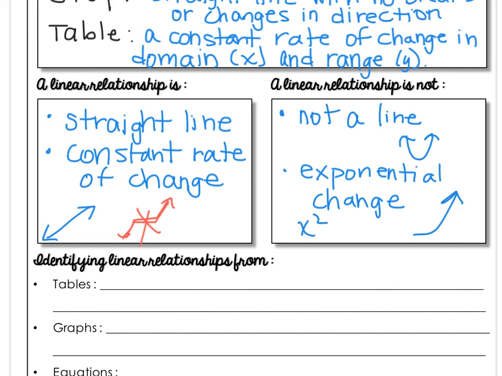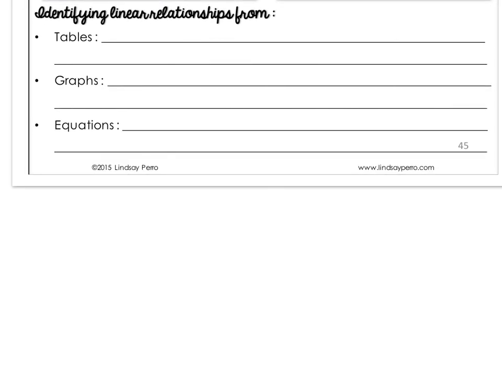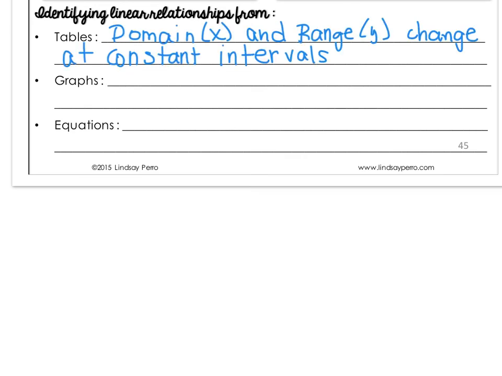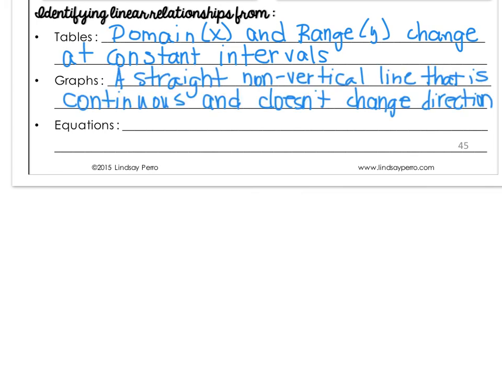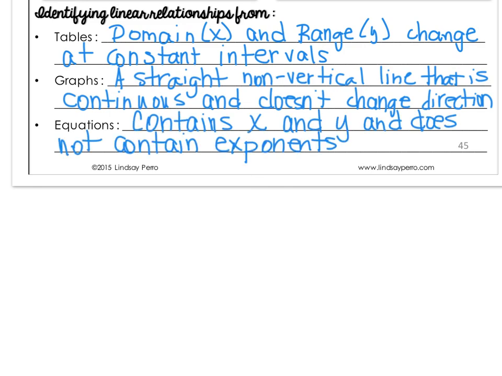To identify those from a table, you need to know that the domain and range both change at constant intervals. When checking a table, make sure that you find the difference between each value to make sure that it is constant. On a graph, you're going to look for a straight, non-vertical line that's continuous, no breaks, and doesn't change direction. In an equation, you're looking for both an x and a y and no exponents.